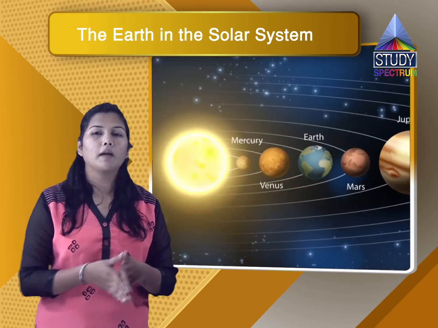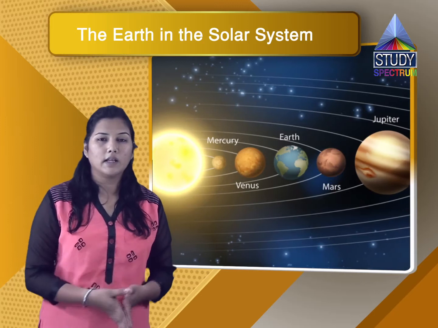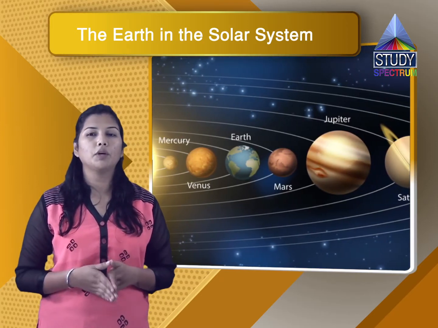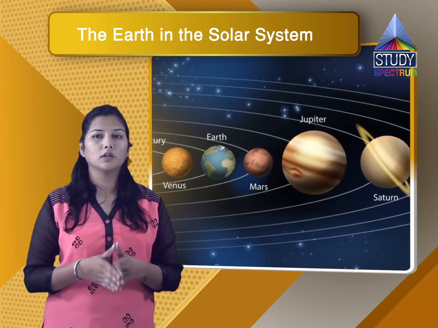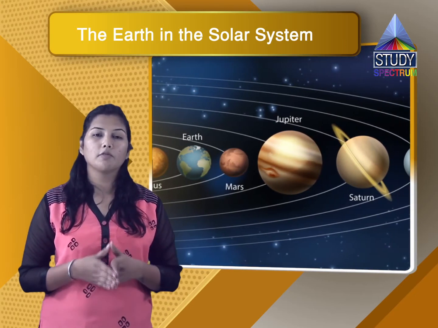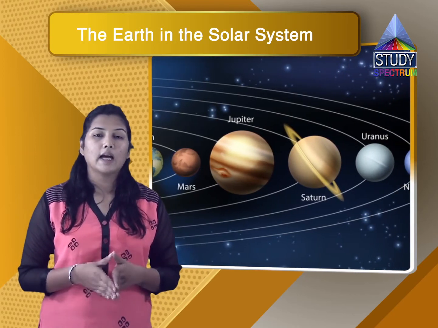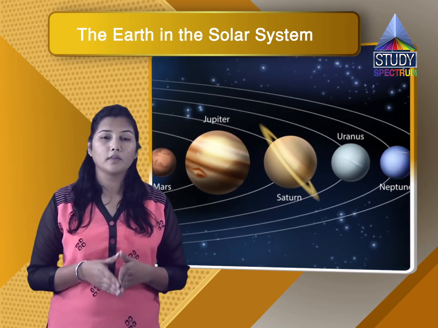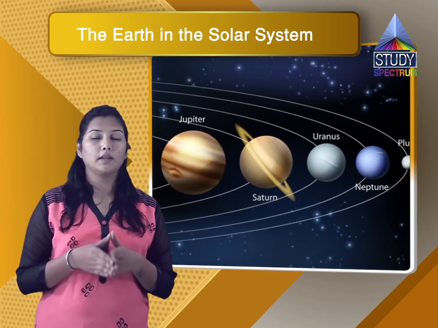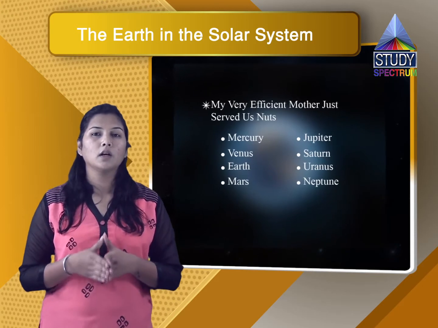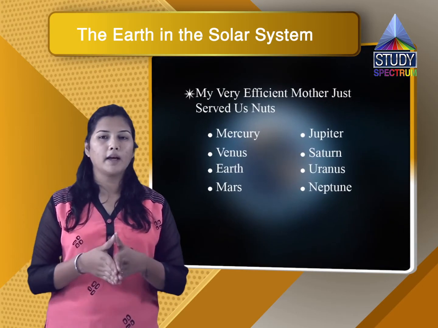Coming down to the planets, we have already discussed the 8 planets in our solar system. The first one is Mercury, second Venus, third Earth, fourth Mars, fifth Jupiter, 6th Saturn, 7th Uranus, and the 8th one is Neptune. The easier way to remember them is: my very efficient mother just served us nuts. And you can remember all the 8 planets.